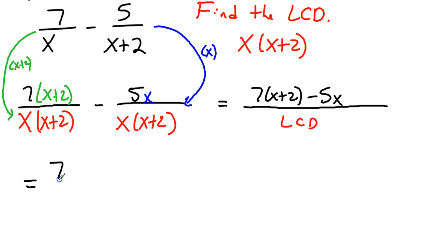Okay, so first thing is you've got distributive property. So 7 times x, 7 times 2, minus the 5x, and that's still over the least common denominator.